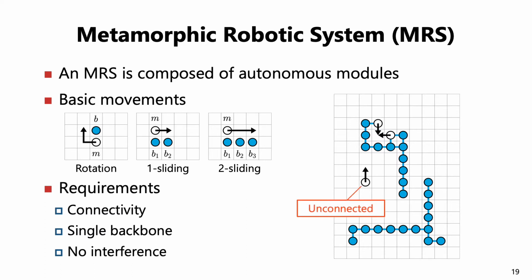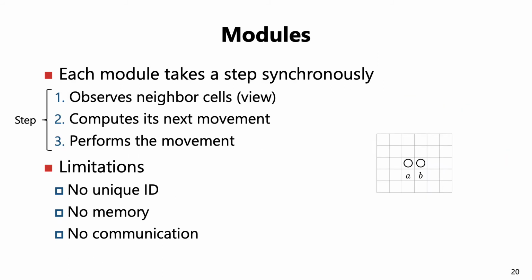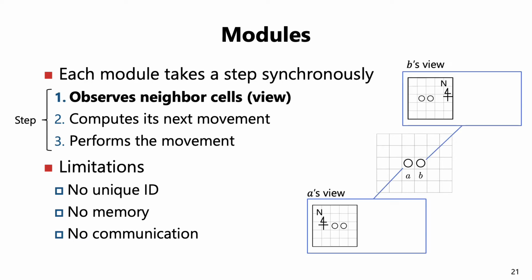First, an MRS must be connected anytime. Second, there is only a single backbone. And third, the trajectories of modules never overlap. During an execution, each module takes a step synchronously.